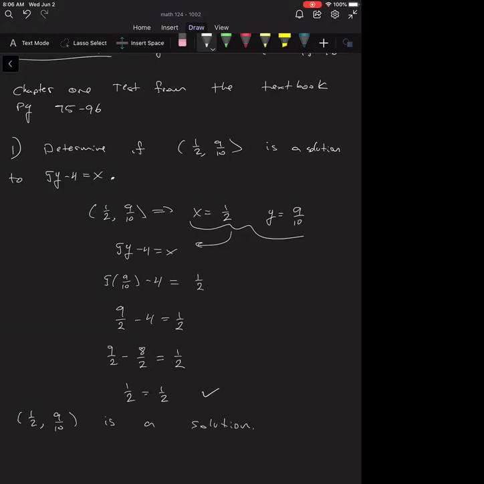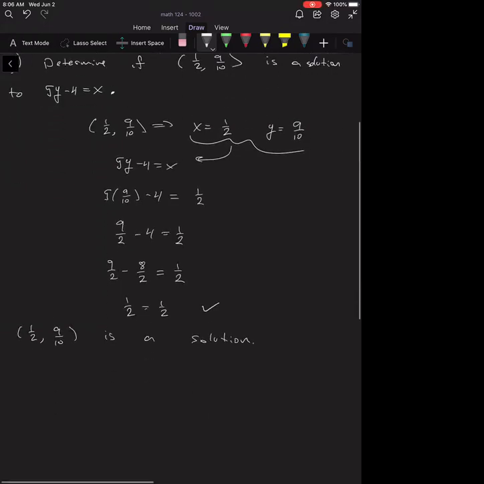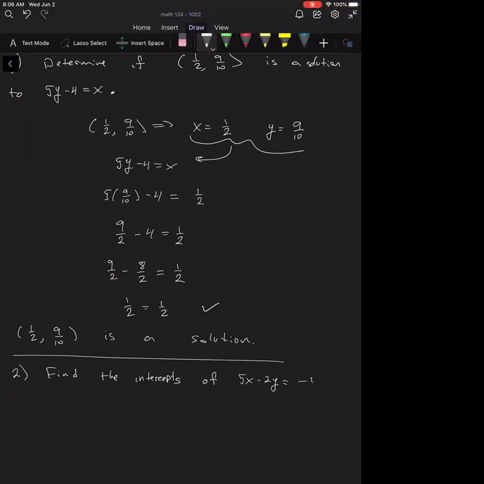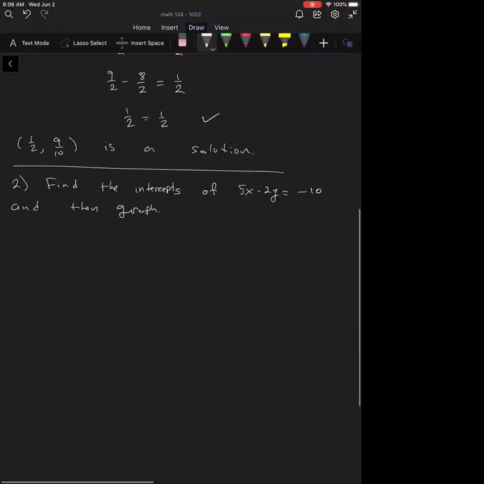Okay. How about number 2 is also a good question. Let's do that one. What we want to do is find the intercepts. When it says that, we mean the x and y intercepts, and then also graph a line. So find the intercepts of 5x minus 2y is equal to minus 10, and then graph. So we need to find the x and the y intercepts, and then we need a graph.